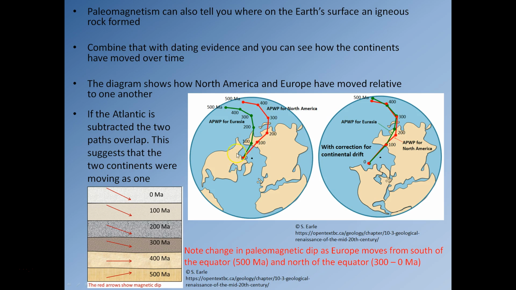Now, the interesting thing is this. In here, that represents the Atlantic Ocean. If we subtract the Atlantic Ocean, these two lines lie almost perfectly on top of one another. So this tells us something else. This also tells us that North America, over here, and Europe from 500 million years ago to almost the present day were moving as one unit. They were moving together. They formed a continent together. And so that's another nice piece of evidence.